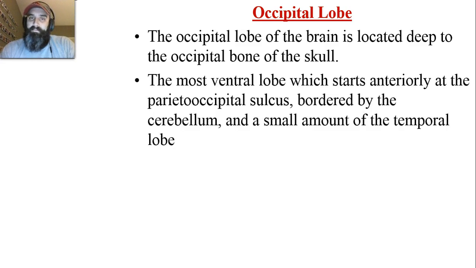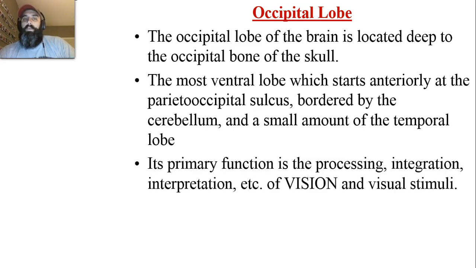But it is the most posterior lobe, which starts anteriorly at the parieto-occipital sulcus. If you remember correctly, the parieto-occipital sulcus is the one that divides the occipital lobe from the parietal lobe. So now we're working from that sulcus towards the back of the brain. And it's also bordered by the cerebellum and a small amount of the temporal lobe.